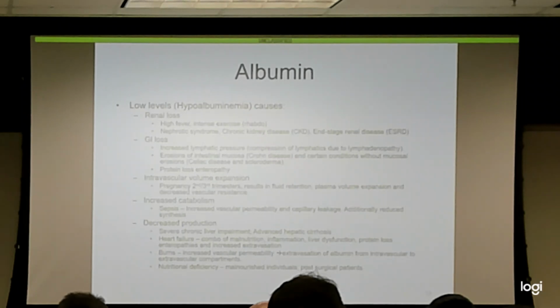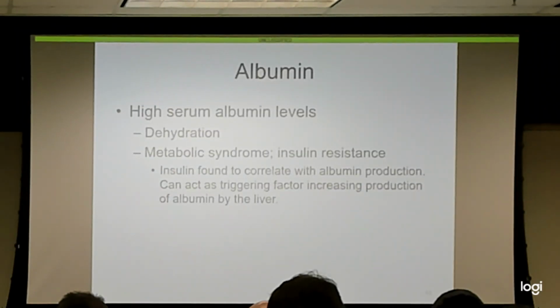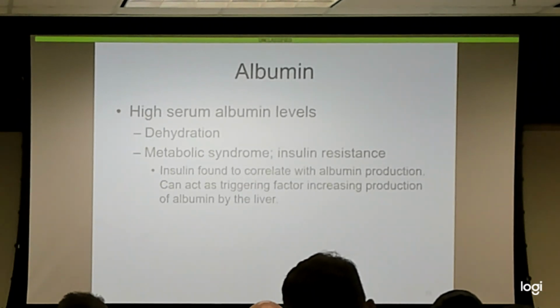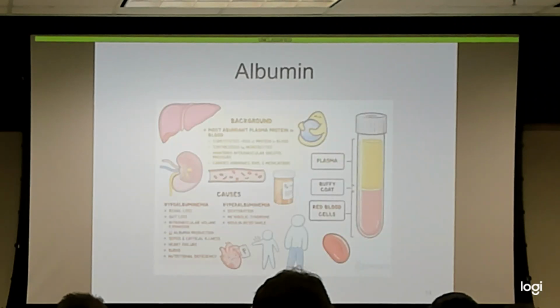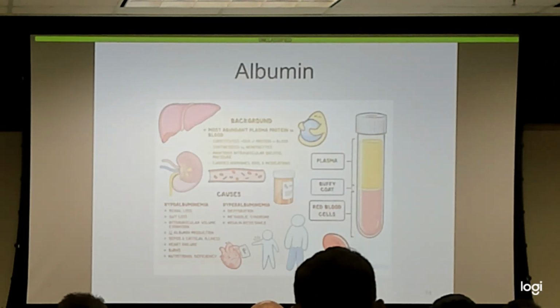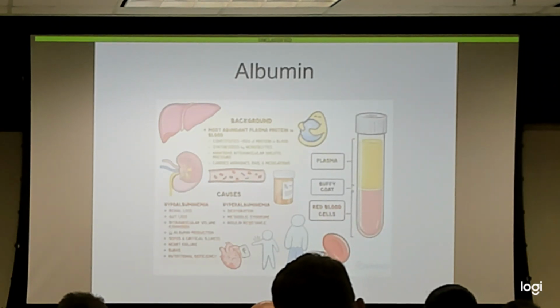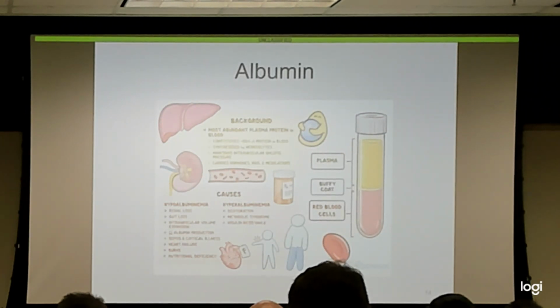Nutritional deficiencies: malnourished individuals and post-surgical patients, because they're not eating. High serum albumin levels: dehydration, metabolic syndromes, insulin resistance. Insulin was found to correlate with albumin production, so it can act as a trigger factor increasing the production of albumin in the liver. And this is a handy little slide that describes everything I just told you. If you're a visual person and you want to learn what albumin does, this helps you out. It talks about what it is, hypoalbuminemia, hyperalbuminemia, and the causes.